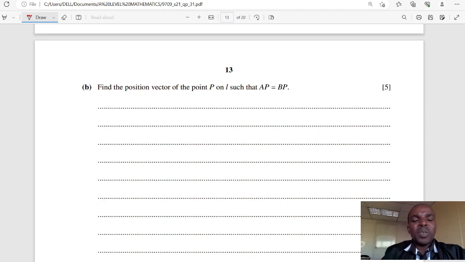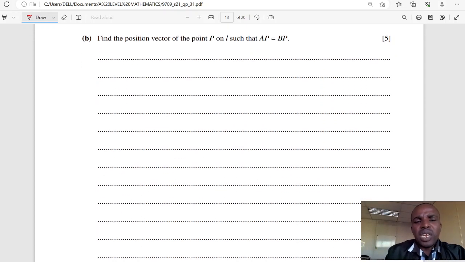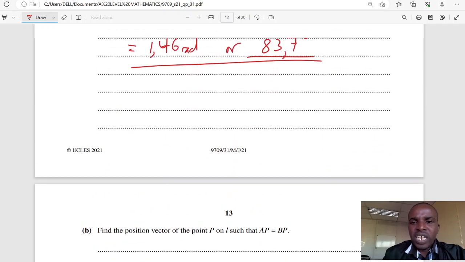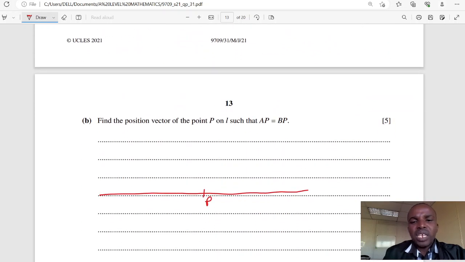Right, next, find the position vector of the point P on L such that AP is equal to BP. Find the position vector of the point P on L. Right, you have to sketch these items. So if I sketch this one, this is my line L. P is supposed to be a point on L. In my L, you've seen the vector equation of line L. Let me sketch first.